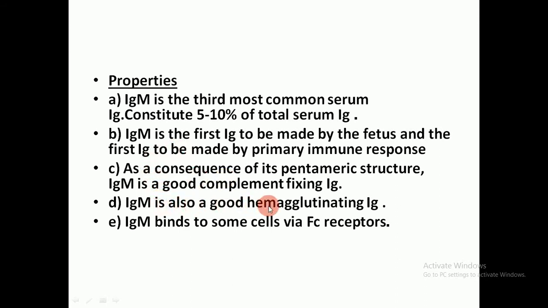IgM is also a good hemagglutination antibody. So in the blood group, the agglutination of the RBC is due to IgM. IgM binds to some cells via Fc receptors.